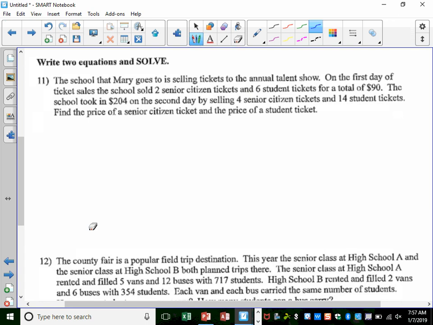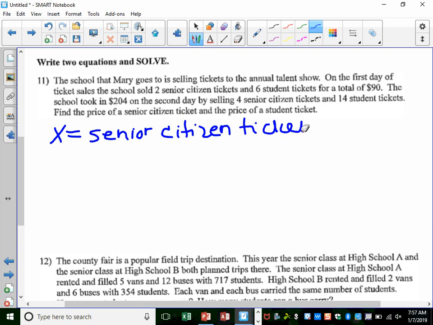Remember how we had to define our variable? It says the school that Mary goes to is selling tickets to the annual talent show. On the first day of the ticket sales, the school sold 2 senior citizens tickets and 6 students tickets. So I'm going to just say let X equal senior citizen. So we're going to define our variables, and let's say Y equals the student tickets. Okay. So those are our two variables.